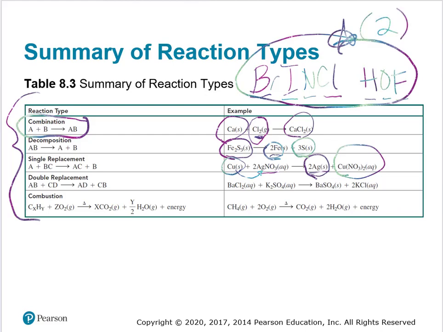Here's a double replacement reaction. I've got barium chloride and potassium sulfate. So the barium and the potassium are going to swap spots, leaving us with barium sulfate and potassium chloride. And here's another combustion reaction. It's the same one we saw with methane.